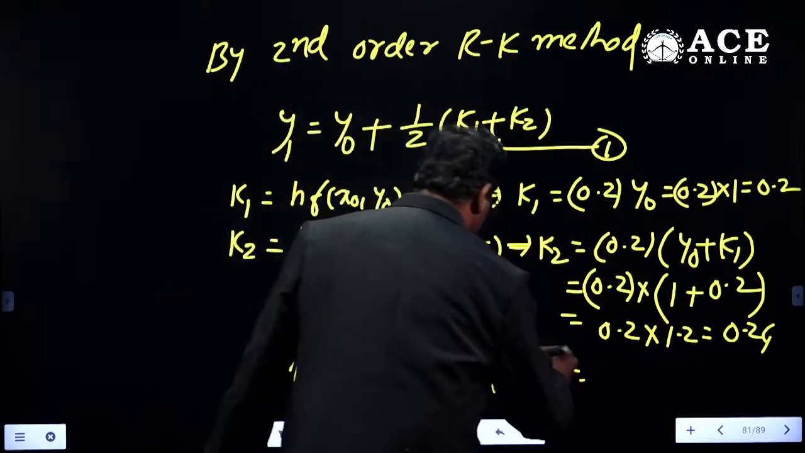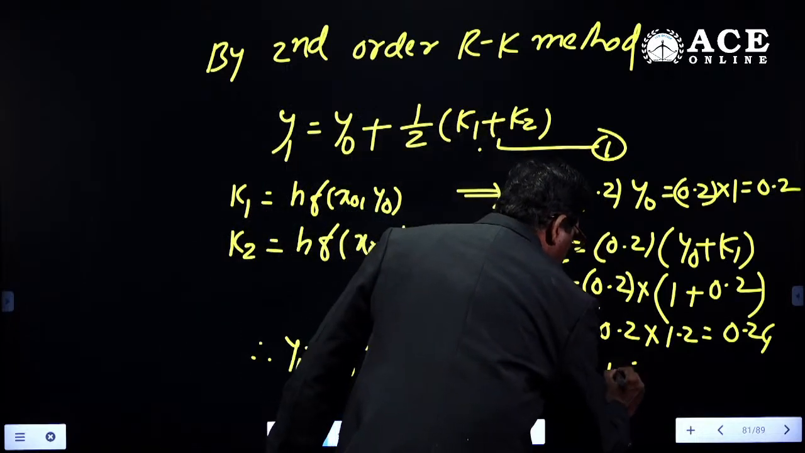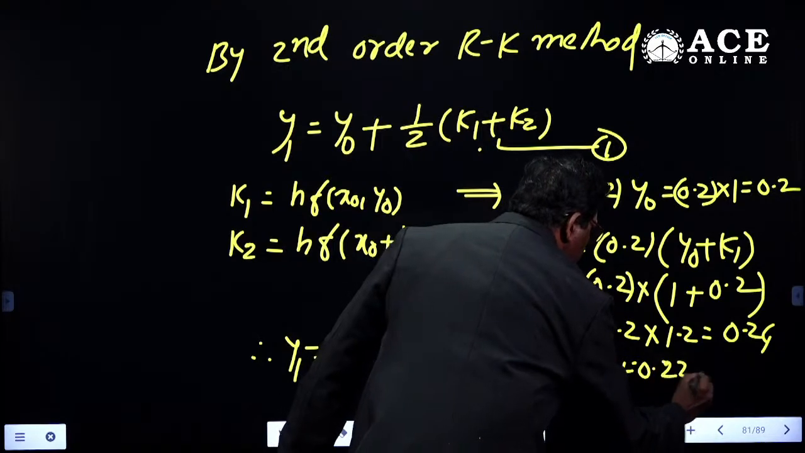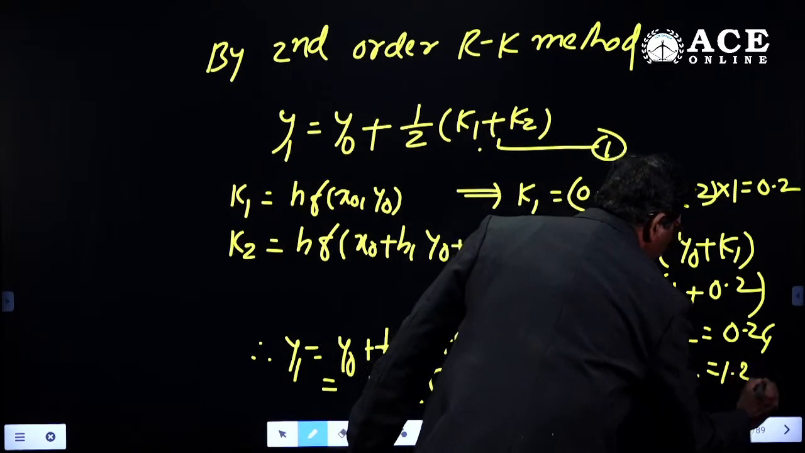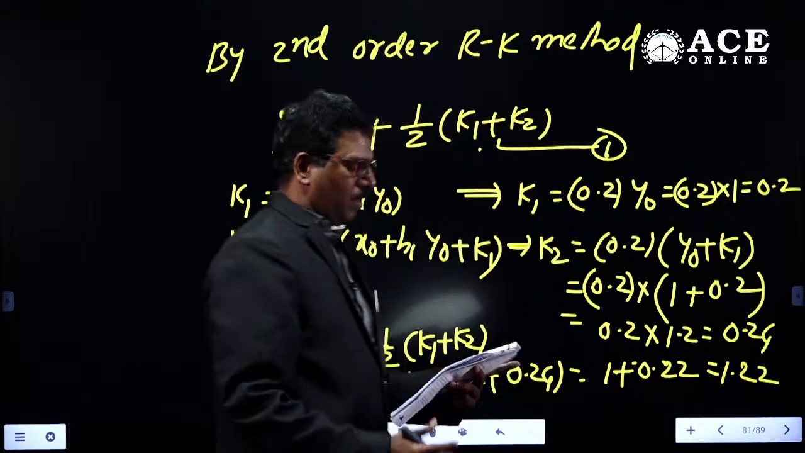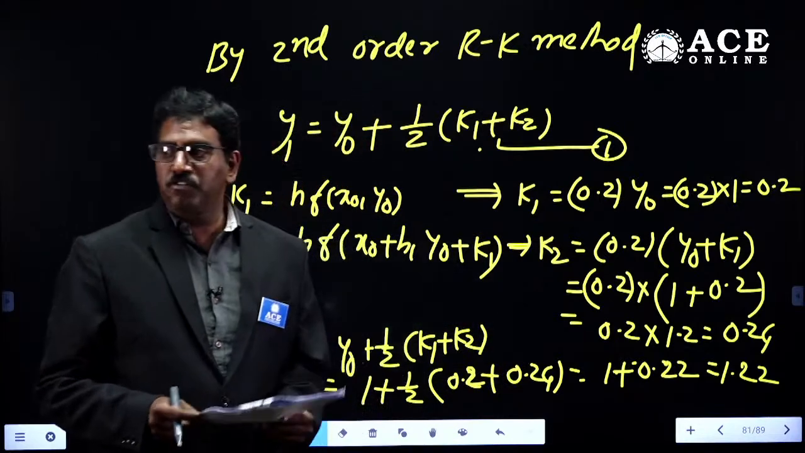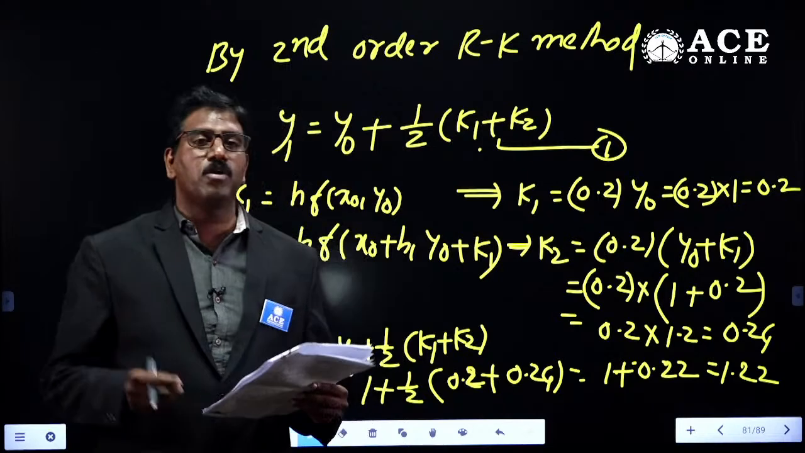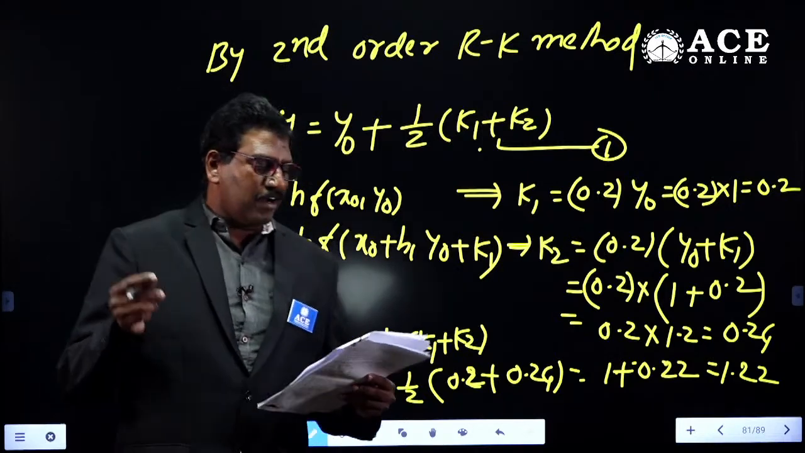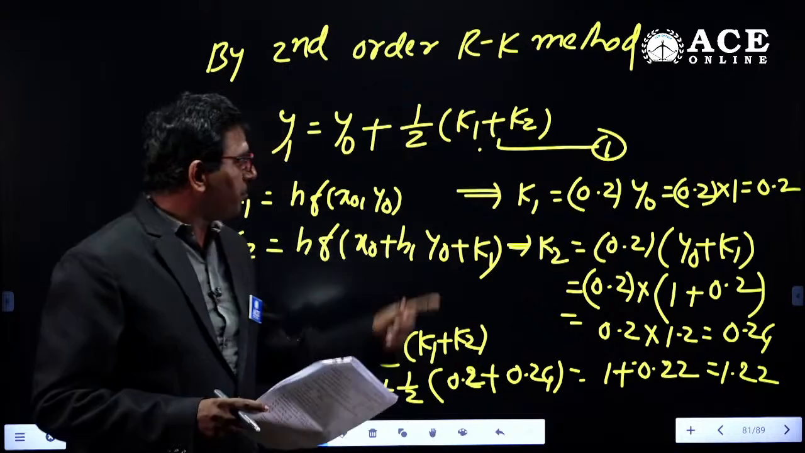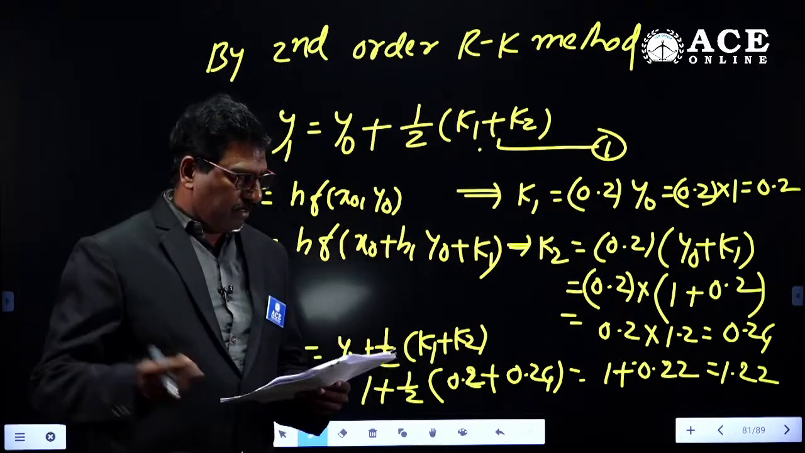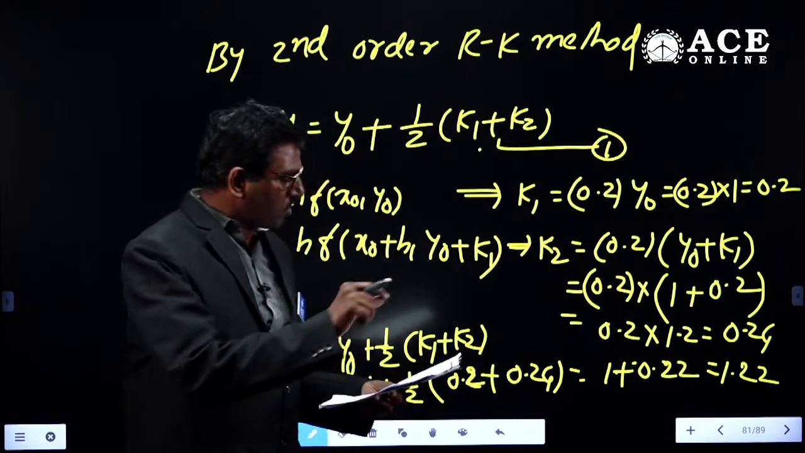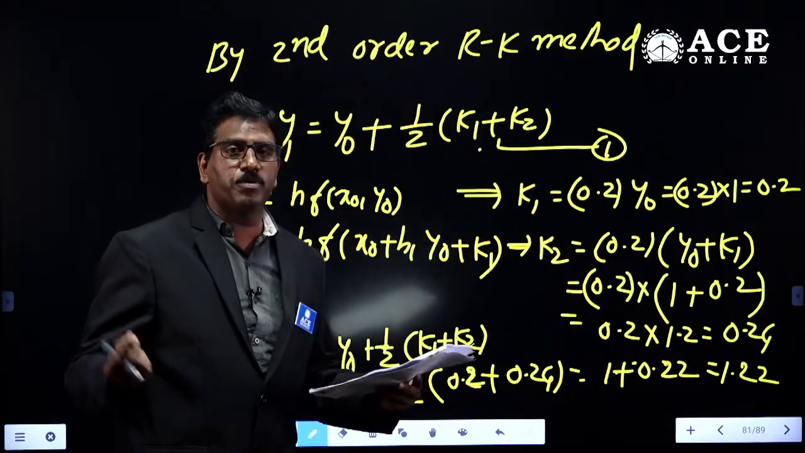This gives 1 plus 0.22, so 1.22 is the answer. But here in the options no answer is matching. The nearest answers are option A, 1.20, and option C, 1.28, but none matches exactly. The approximate nearest answer is 1.20 only.